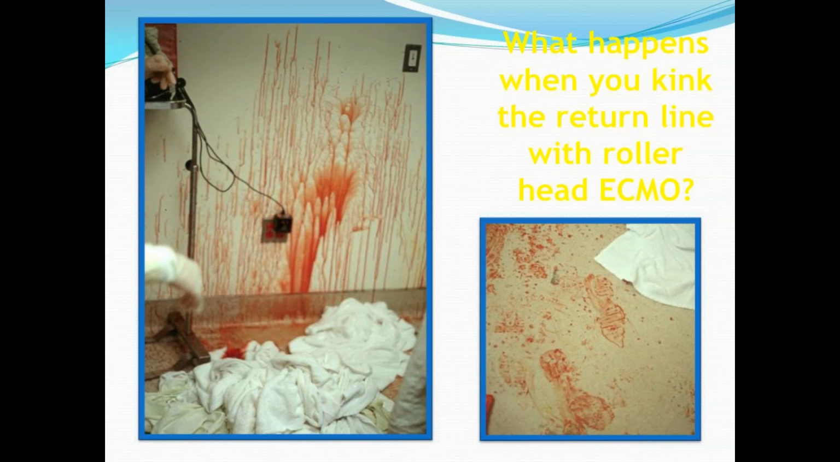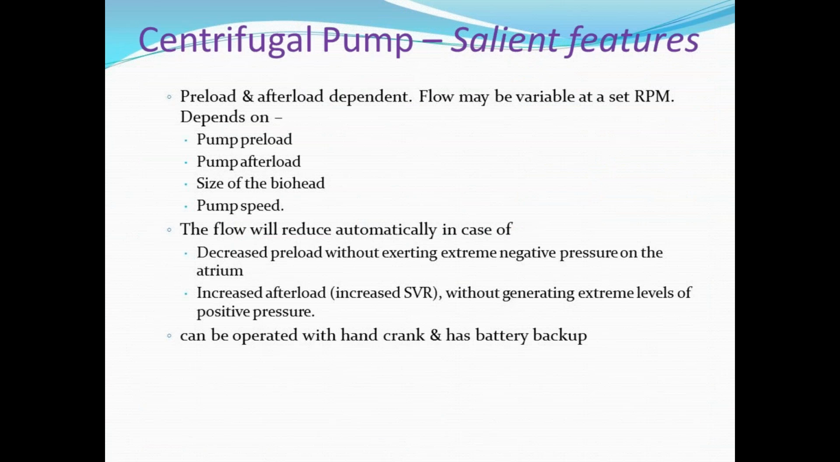Now, the most important is the centrifugal blood pump, which we usually use for ECMO. It is a preload and afterload dependent flow. The flow will depend on the pump preload, pump afterload, size of the biohead, and the pump speed. So it depends on RPM, preload, and afterload. Flow will reduce automatically if the preload is decreased or afterload is increased.